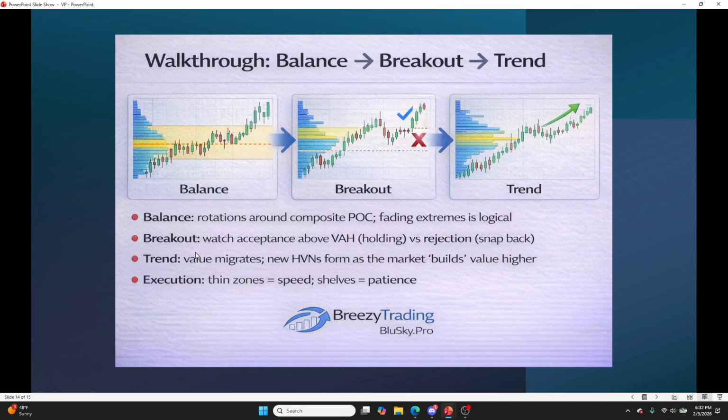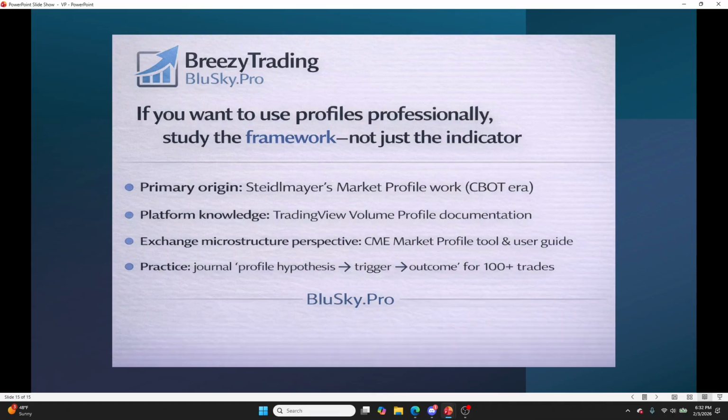And then the trend. Value migrates, new high volume nodes will form as the market builds. So you're in that low volume state. Once you get a surge of volume, the profile will paint that in real time to give you extreme confirmation. And again, thin zones equal speed, the shelves equal patience. There's a big difference between the two. And if you want to learn more, which I always recommend, study the CBOT era, the market profile work that they did.